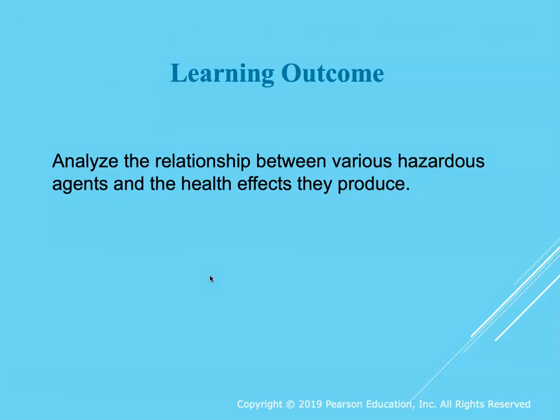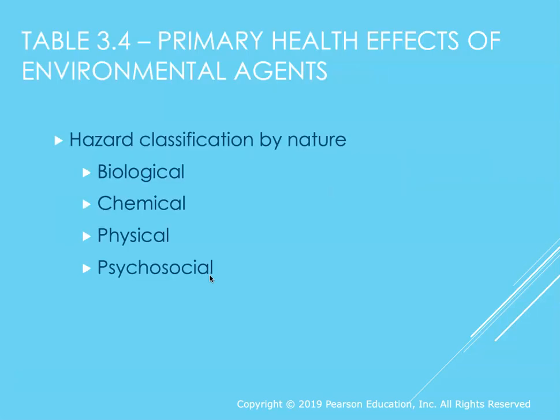Analyze the relationship between various hazardous agents and the health effects they produce. I think we've been doing this all along. Some of this may seem a little redundant, but some of it's not. And so, again, referring you to a table in the book, table 3.4. Basically, this is primary health effects of environmental agents. So it's going to break down these agents by these different classifications by nature, right? Biological agents, chemical, physical, and psychosocial. Talk about sources of exposure, routes of entry, the primary systems that are affected, and the primary health effects.